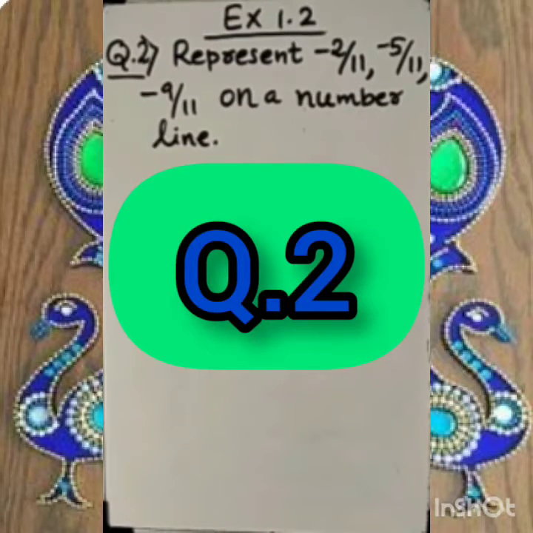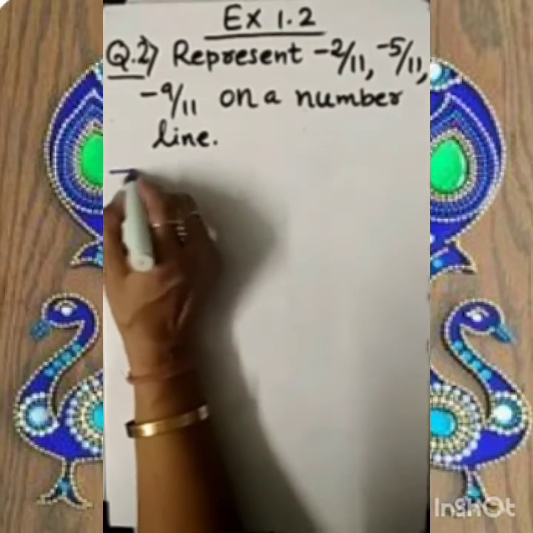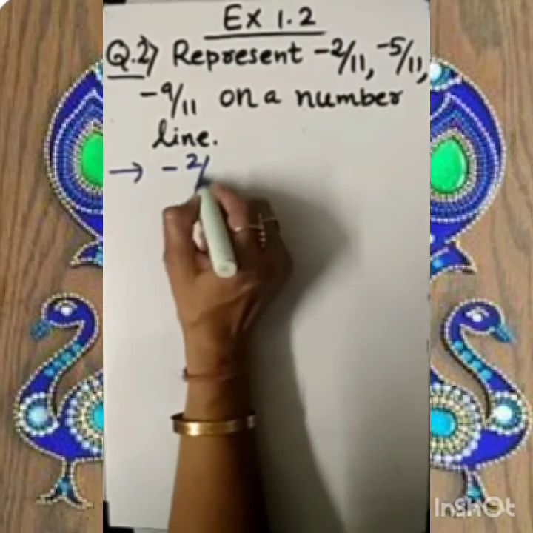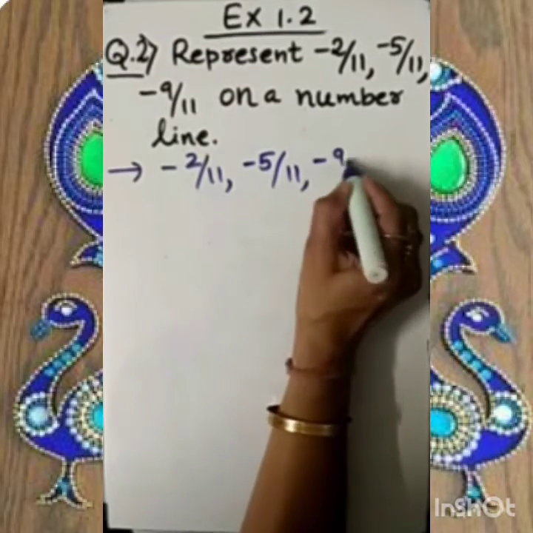So, my dear student, the question number 2, what we are given, let me read it. Represent -2/11, -5/11, -9/11 on a number line. Right? So, what to do with that? As you know, dear student, which numbers we are given? Let's note down: -2/11, -5/11, and -9/11.